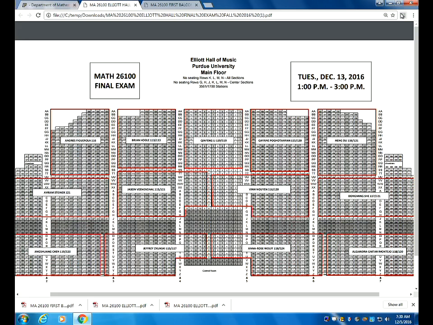Okay, so once again, I pulled up the final exam information. It's Tuesday, December 13, 1 p.m., a 2-hour exam. It'll be in the same place as last time, same general seating location. Find out where you're supposed to go before you get there, just like the previous times.